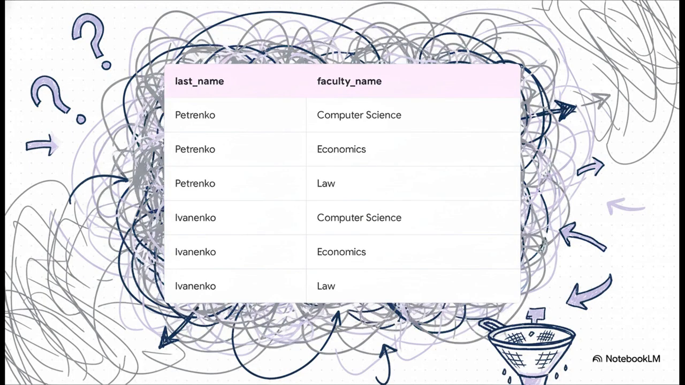And this is the result of that chaos. I mean, look at this table. We have Petrenko listed with computer science, economics, and law. The same goes for Ivanenko. Most of this data is completely wrong. It's logically meaningless. It's just noise. We need a way to filter this down to only the combinations that actually make sense.